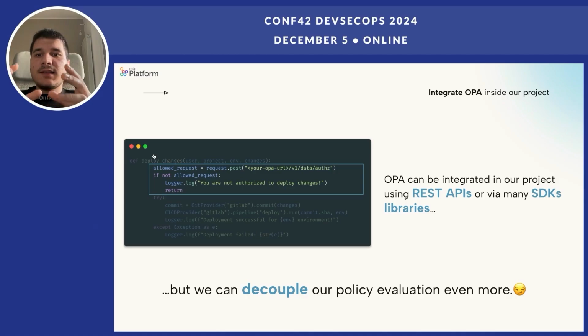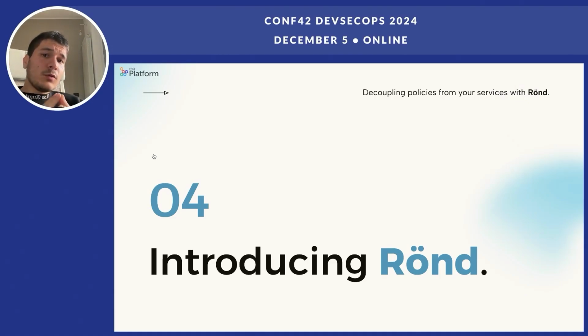This approach does indeed add a first level of decoupling of the policies from our code base. However, the problem is that OPA can be deployed as a REST service, which means that our application will still need to communicate with the service. And therefore, a minimal level of coupling remains in our application. So we want more. We want to do it better, and to further decouple the policy from our code base, what we can do is use Rönd.